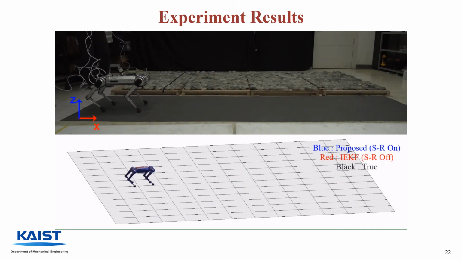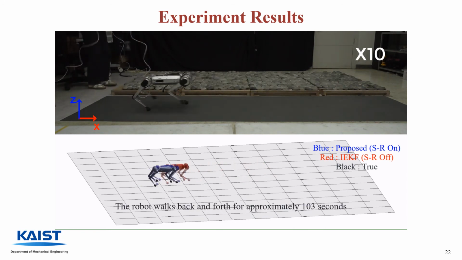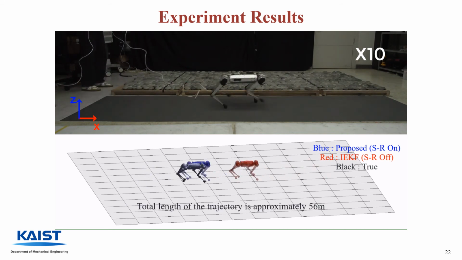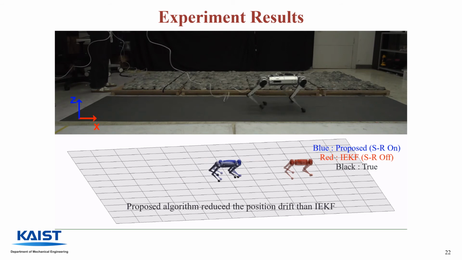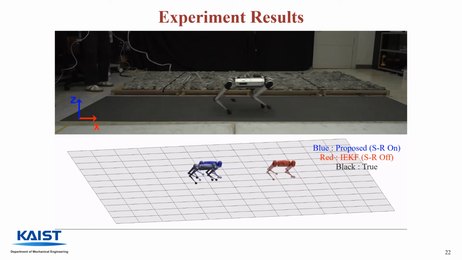The first environment is the rubber surface environment. In this scenario, the robot walks back and forth for approximately 103 seconds, with approximately 56 meters as the total length of the trajectory. As you can see, the blue robot, which is the estimated result of our proposed algorithm, had less drift than the red robot, which is the result of IEKF.